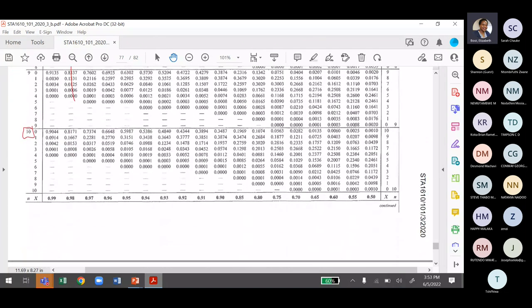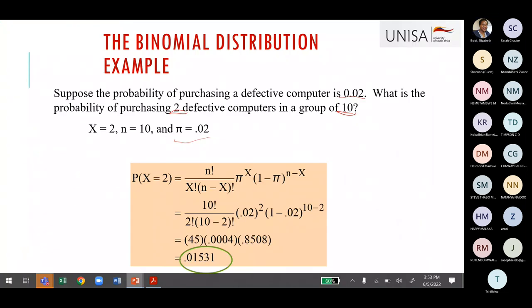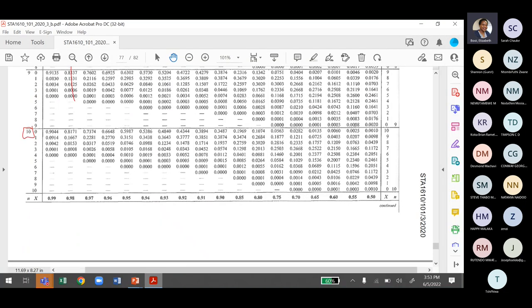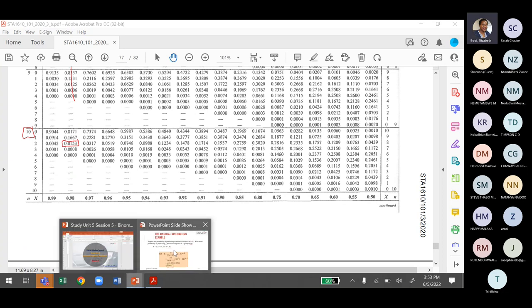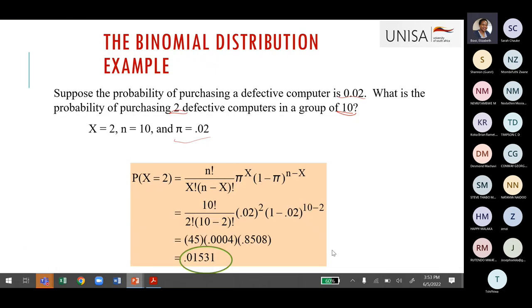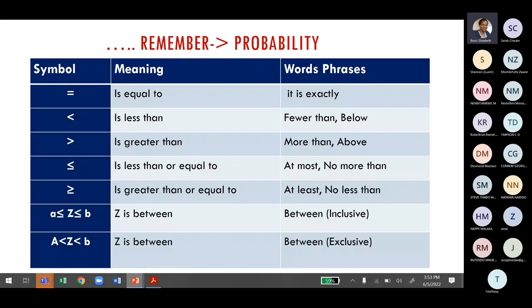N is 10, and what is our X? X is equal to 2. So we go to X of 2, and that is 0.153. So what did we get when we were calculating? 0.1531. And that's how you will use the table. Now let's do more examples.